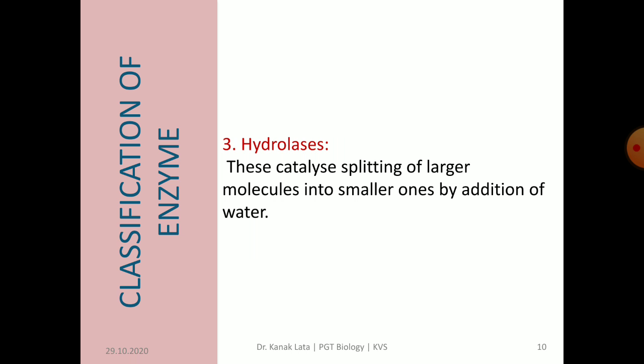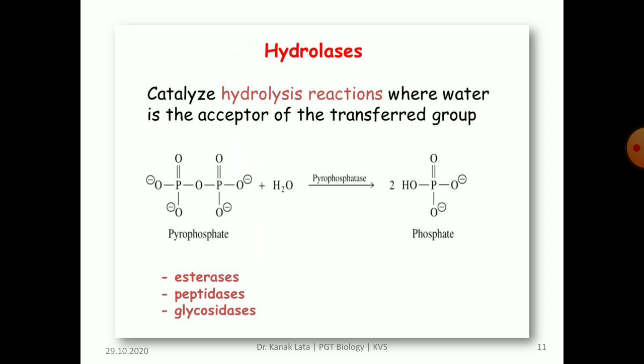Third enzyme class is hydrolases. This enzyme catalyzes splitting of larger molecules into smaller molecules by addition of water. Here you may see that pyrophosphatase is an example of a hydrolase enzyme, which catalyzes a hydrolysis reaction where water is the acceptor of the transferred group. In the given reaction, pyrophosphate is converted into phosphate by addition of water. Other examples of hydrolases are esterases, peptidases and glycosidases, which also do hydrolysis reactions.